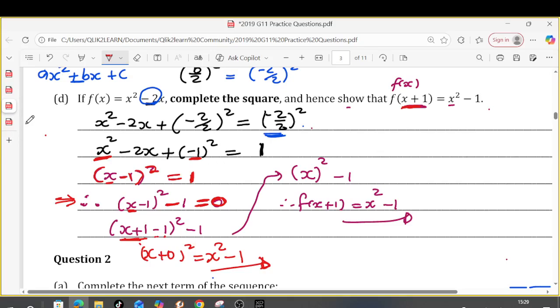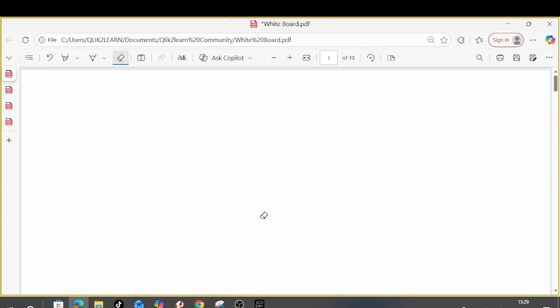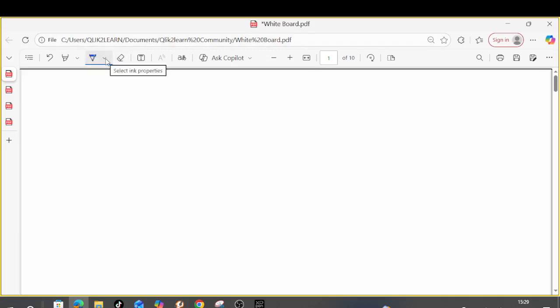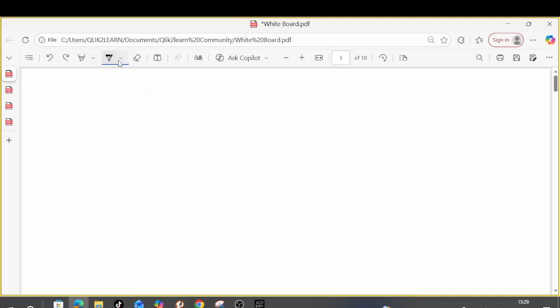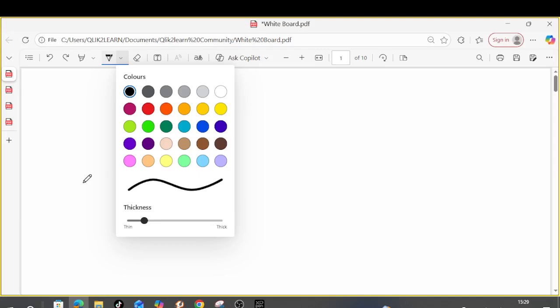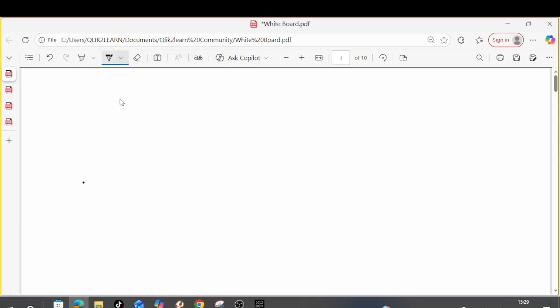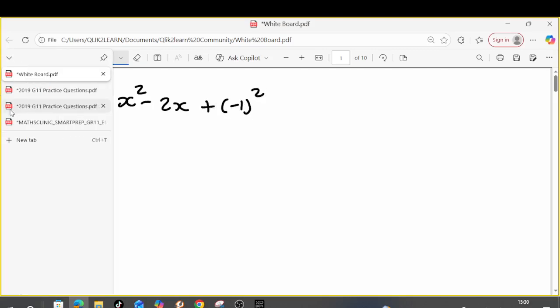It's x squared minus 2x plus minus 1. So let's write this down here. Someone is asking about this x squared. We have x squared minus 2x, minus, plus inside the bracket, (-1) squared. I'm not sure, was it like this?